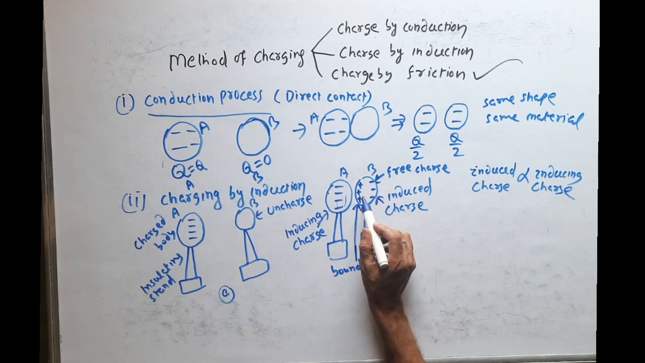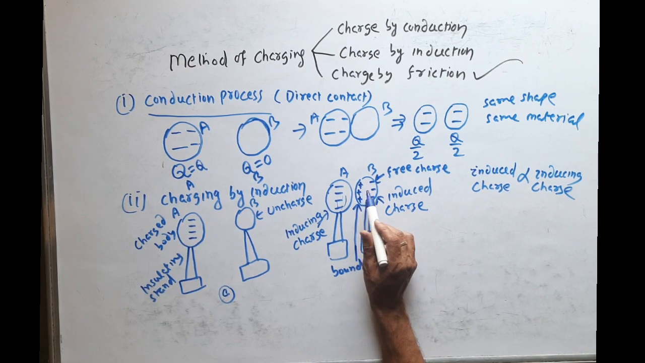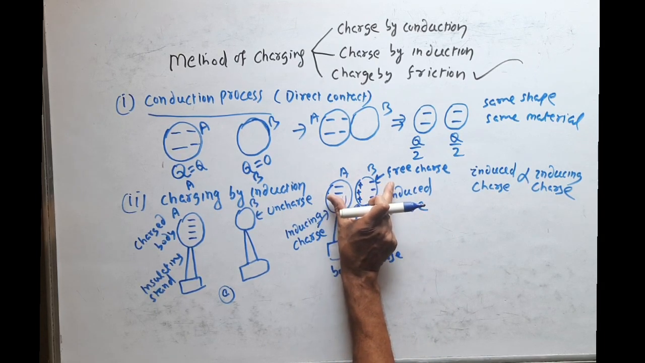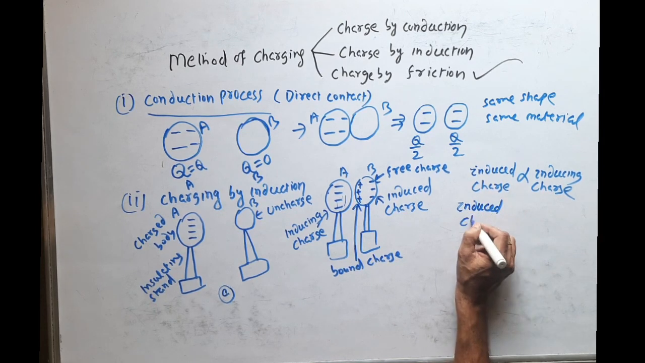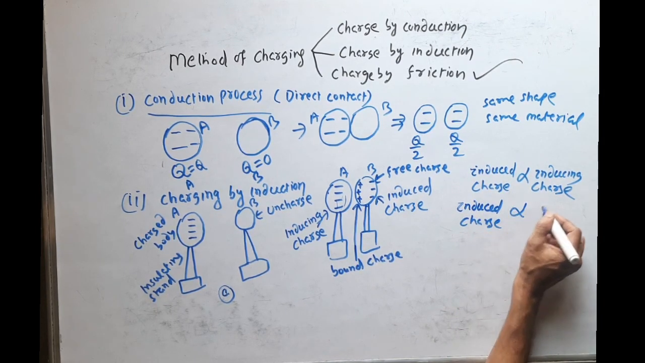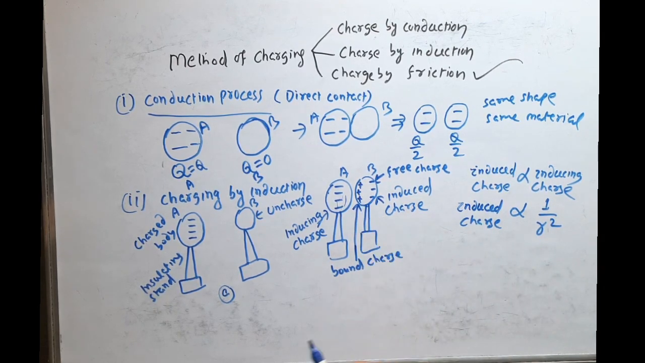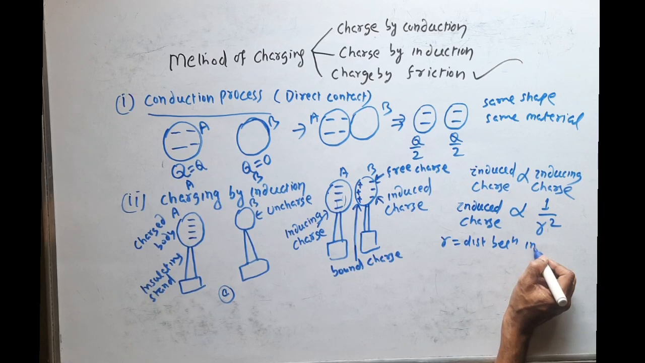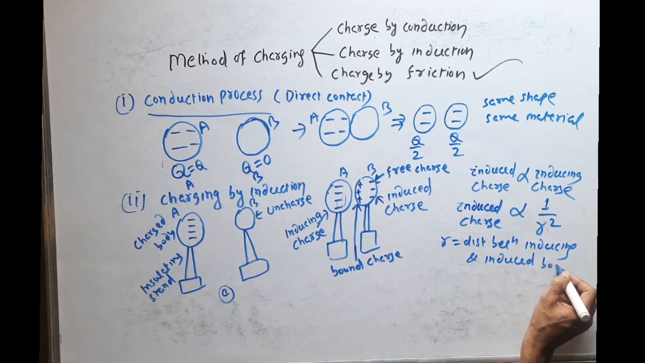Another factor is the distance of separation between the two bodies. If the distance between the induced and inducing body is less, then the magnitude of induced charge will be more. If the distance is more, then induced charge decreases. So we can say the induced charge is inversely proportional to the square of the distance between the induced and inducing body, where r is the distance between the inducing and induced body.